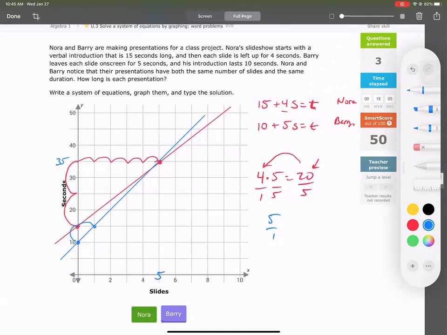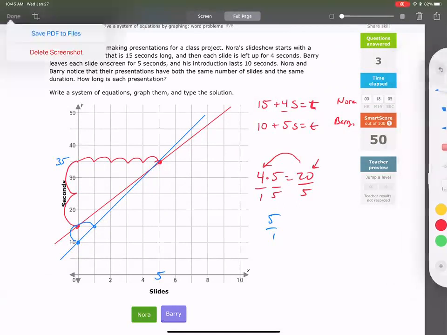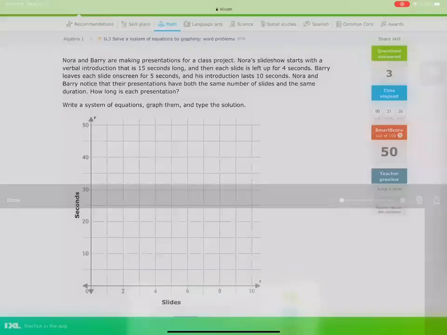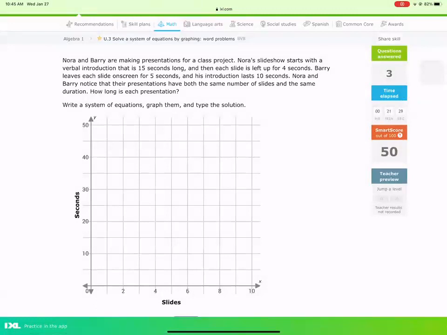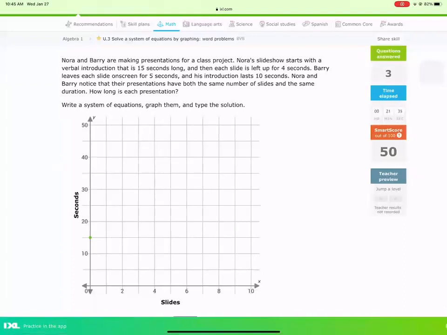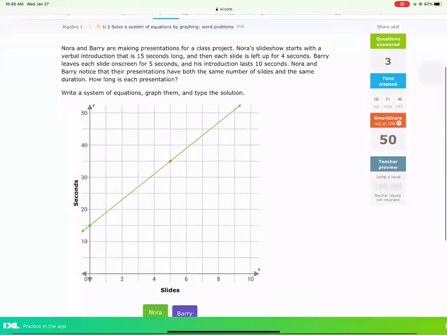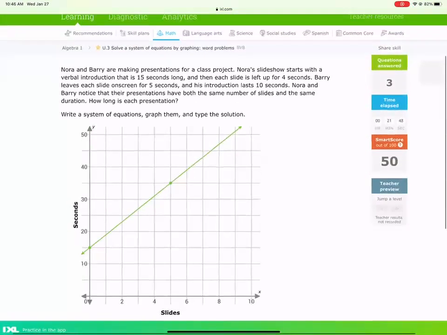Let's go ahead and graph this on Desmos and see how that goes. So now Desmos on IXL. Our first one, we started at 15 seconds. We couldn't graph 4 seconds per slide, but we said we're going to multiply that by 5 to get 20. So 10, 20, and then 1, 2, 3, 4, 5. That's our first. Our second one for Barry, we're going to start off at 10 seconds, and the slides are going to be 5 seconds per slide. And that worked.